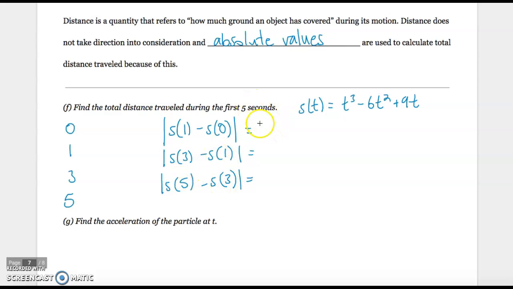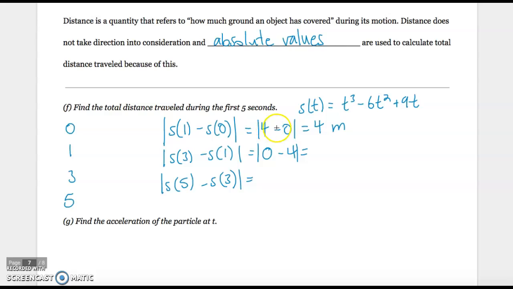So let's see, S of 1 would end up being 1 minus 6 is negative 5 plus 9 would be a positive 4 minus 0. So that's 4 meters. That's how far our object traveled from 0 to 1 second. And then our object from 3 to 1 seconds would be, if I plugged in 3 here, I think we already did that previously, we get 0. And then I found S of 1 previously as well was 4, so 4. Oops, and I should probably put these absolute value symbols around here.